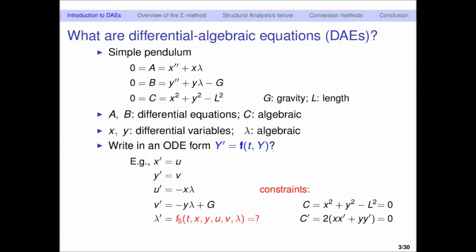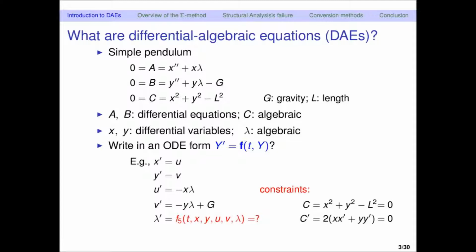So the first point I want to make today is that DAEs are not ODEs. Why is that? Let's write this problem in our favorite ODE form, y prime equals f(t, y). Let's see what happens. The first four equations come from equations A and B. So these are F1, F2, F3, F4. But how to get F5? How to express lambda prime in terms of t, x, y, u, v, lambda? This is non-trivial work. You really need to take pencil and paper to figure this out. It's not easy. So this is the first difficulty we have for DAEs.